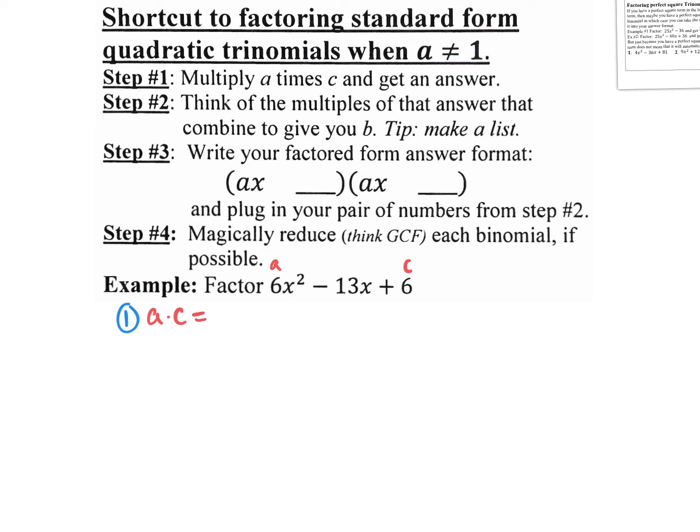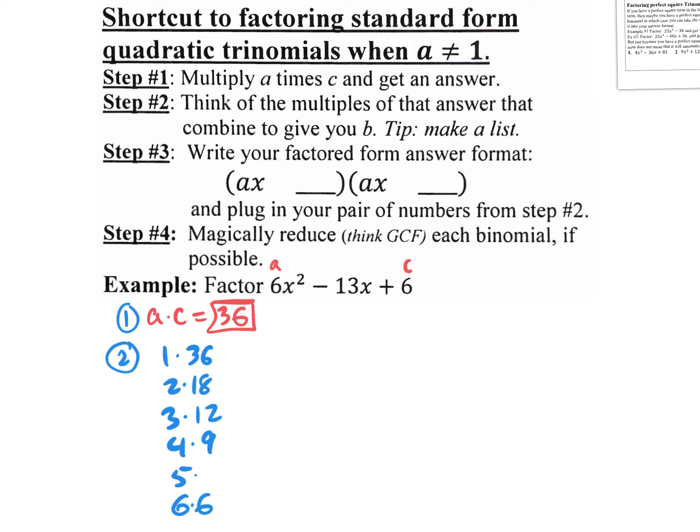A times c, that gives you a 36. Okay. Step 2 is to make a list of the multiples of 36. I always start with the number 1. 1 times 36, 2 times 18, 3 times what? 12, 4 times what? 9. 5 doesn't work. 6 times 6. Those are all the possible ways of multiplying numbers together to give you that answer 36.